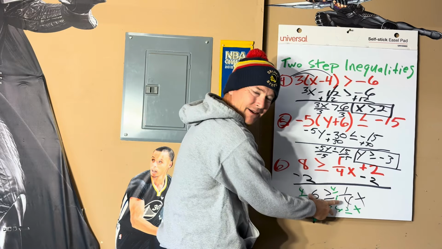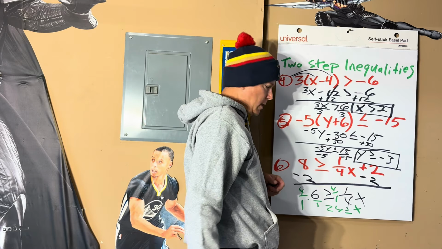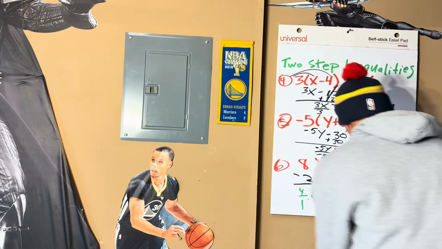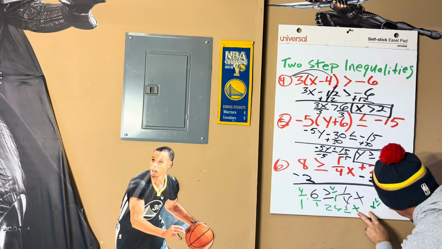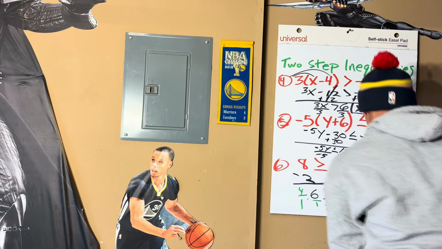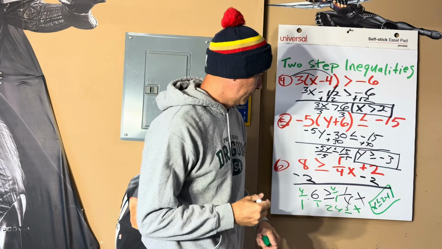Now what I'm going to do is, I don't like the variable on the right side. It just makes me feel weird. I'm going to just flip it. So x is less than or equal to 24. When we flip this stuff, we also have to flip that stuff.